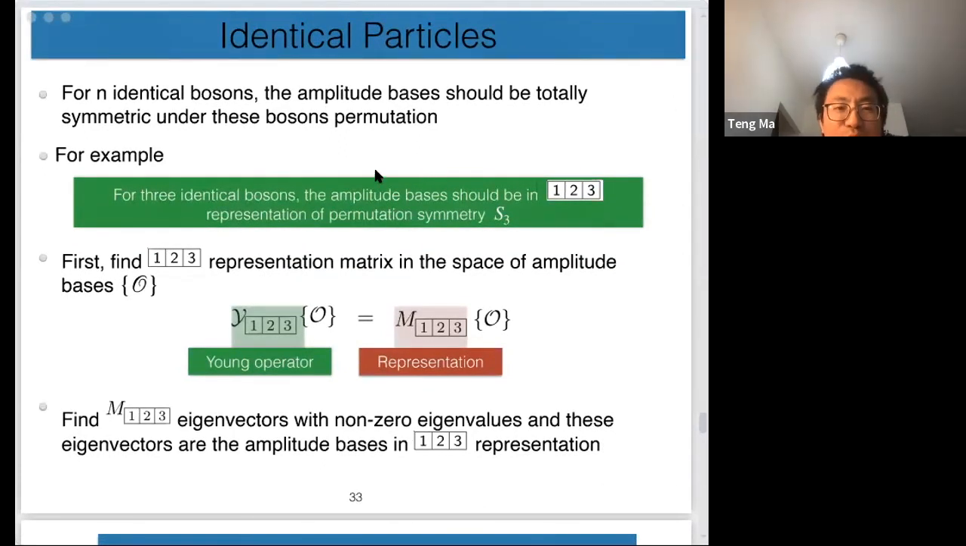Okay, now how to deal with identical particles. This can also be done systematically. For n identical bosons, the amplitude should be totally symmetric under the n permutations. For n identical fermions, the amplitude basis should be totally antisymmetric. For example, for three identical bosons, the amplitude should be in the totally symmetric representation.